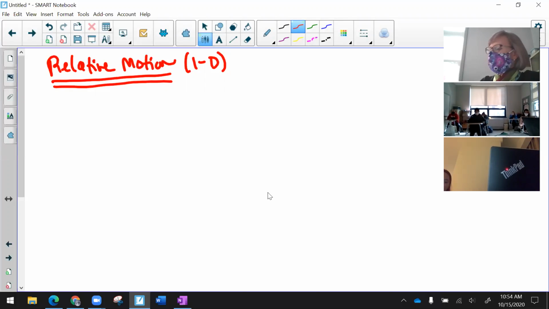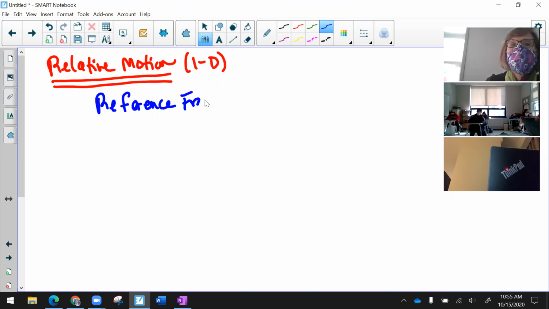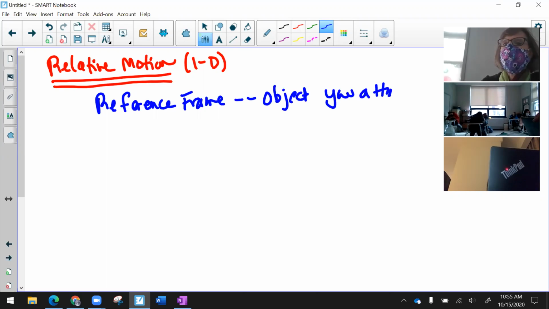Okay. So the first thing we have to talk about, and something that you read about, is a reference frame. Your book tends to lean towards giving big philosophical, motivational explanations for what things are. And as far as I'm concerned, your reference frame is the object you attach your coordinate system to.